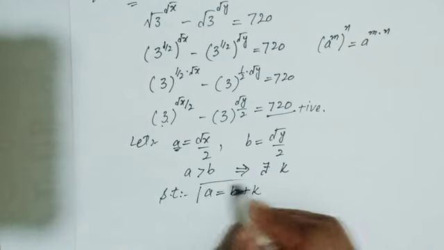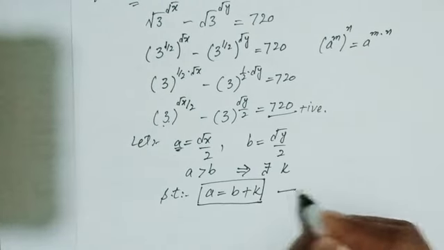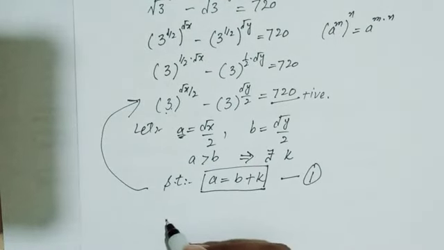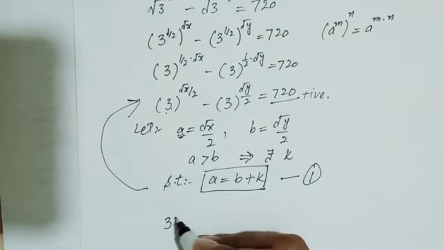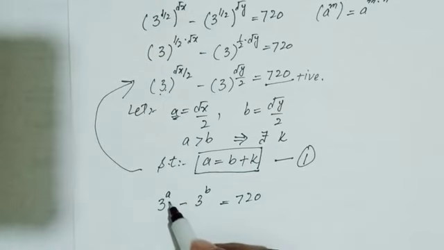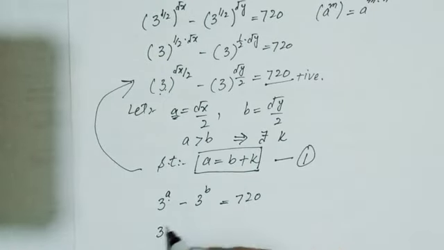So now I am going to use this. I'm marking it as equation number 1. I'm going to use a equals b plus k in this equation, which is 3 raised to power a minus 3 raised to power b, which is equal to 720, and further I will replace a by b plus k: 3 raised to power b plus k minus 3 raised to power b, which is equal to 720.